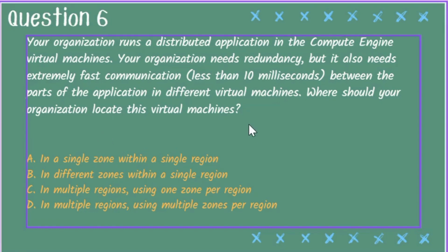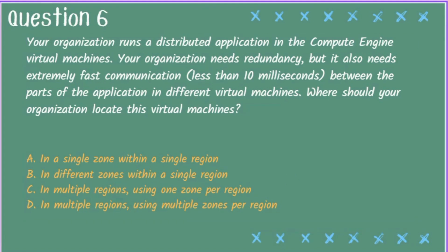So here it's a very simple one. Option B, in different zones in a single region. This is the most appropriate answer for this one. The remaining options like single zone, single region, there is no redundancy here. Multiple regions, one zone, latency is the problem. Multiple regions and multiple zones, then even then the latency is a problem. So clearly it's option B.